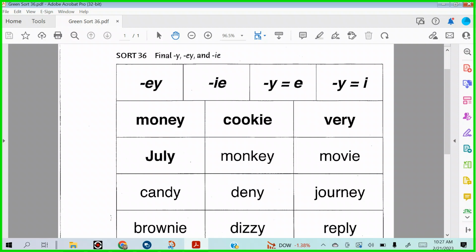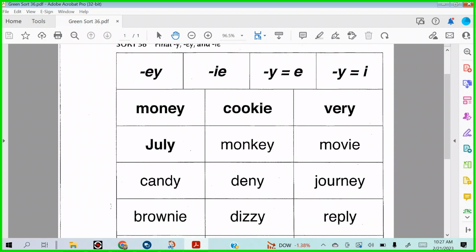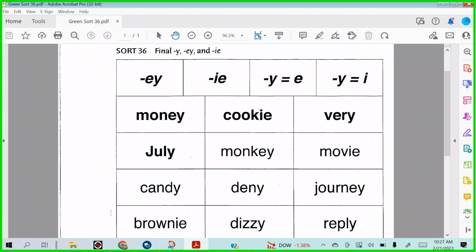So we have EY that makes the E sound. We have IE that makes the E sound. And now look, it says Y equals E, and Y equals I. So the E makes the E sound and the I makes the E sound at the end of a word, right? So take a look. We have money. Let's go through all of these first.